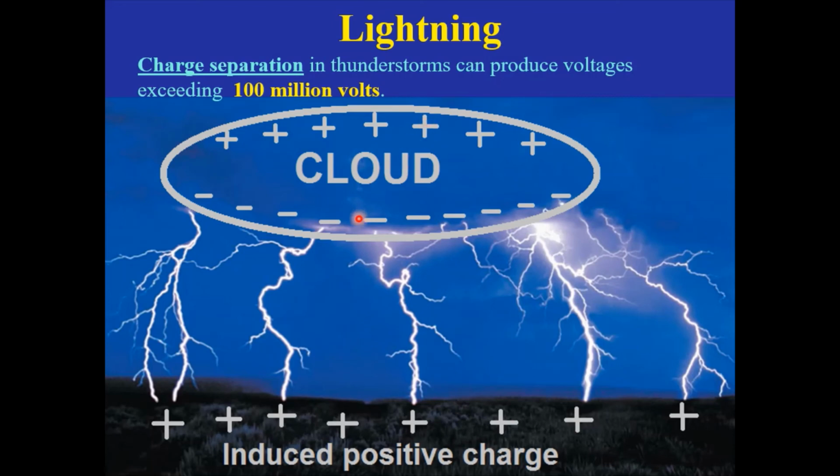But the voltage that is created by this charge separation can exceed 100 million volts, which is an incredibly high voltage. Remember, a battery is typically just a few volts. And so this high voltage can create the incredibly high energy lightning bolts that we see during a thunderstorm.